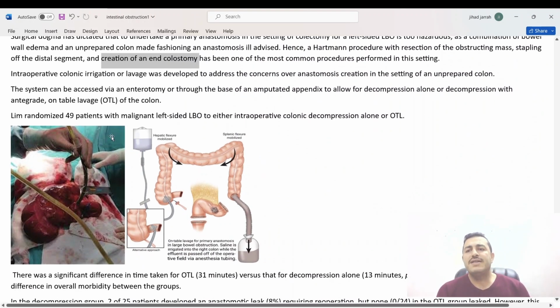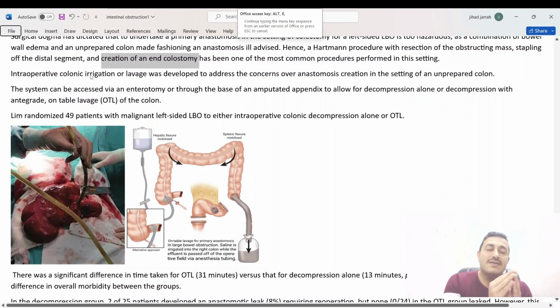Here they discuss the question: can we proceed in the emergency surgery for anastomosis in the left colon? Yes, it's not preferred, it's individualized, it depends on the patient stability, it depends on the surgeon decision. But here you have to remember that the colon is dilated. We have a problem in creation of the end-to-end anastomosis. We have an unprepared, full of stool colon.